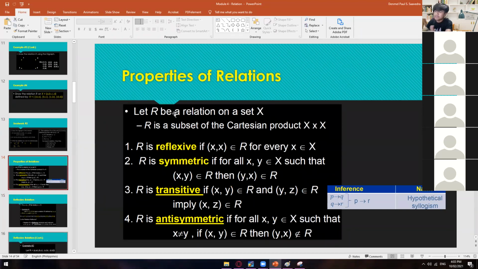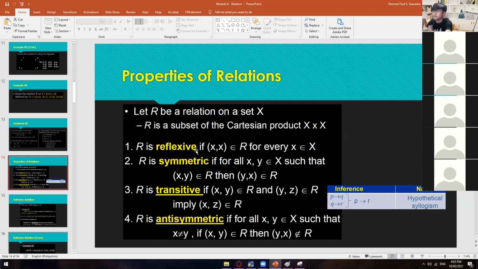We have here the properties of relations. In total, we have 4 properties: reflexive, symmetric, transitive, and anti-symmetric. So reflexive first. If we have, let's say, the elements 1, 2, and 3, each of those elements should reflect itself. That's why it's called reflexive.